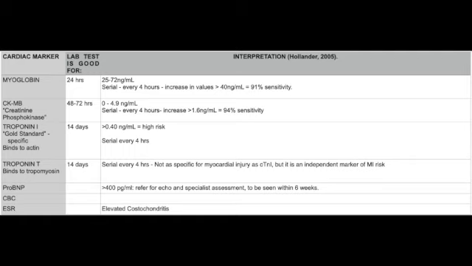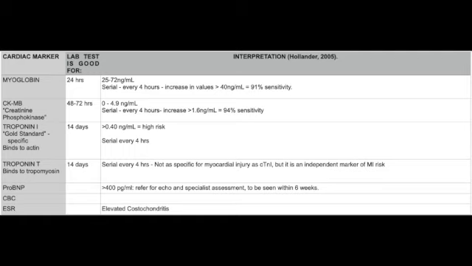However, troponin I is the gold standard. The timing is also every 4 hours, and if the value of troponin I is greater than 0.4 nanograms per ml, the patient will be considered high risk. I would also request the doctor for pro-BNP, and for a value of greater than 400, I would notify the doctor.